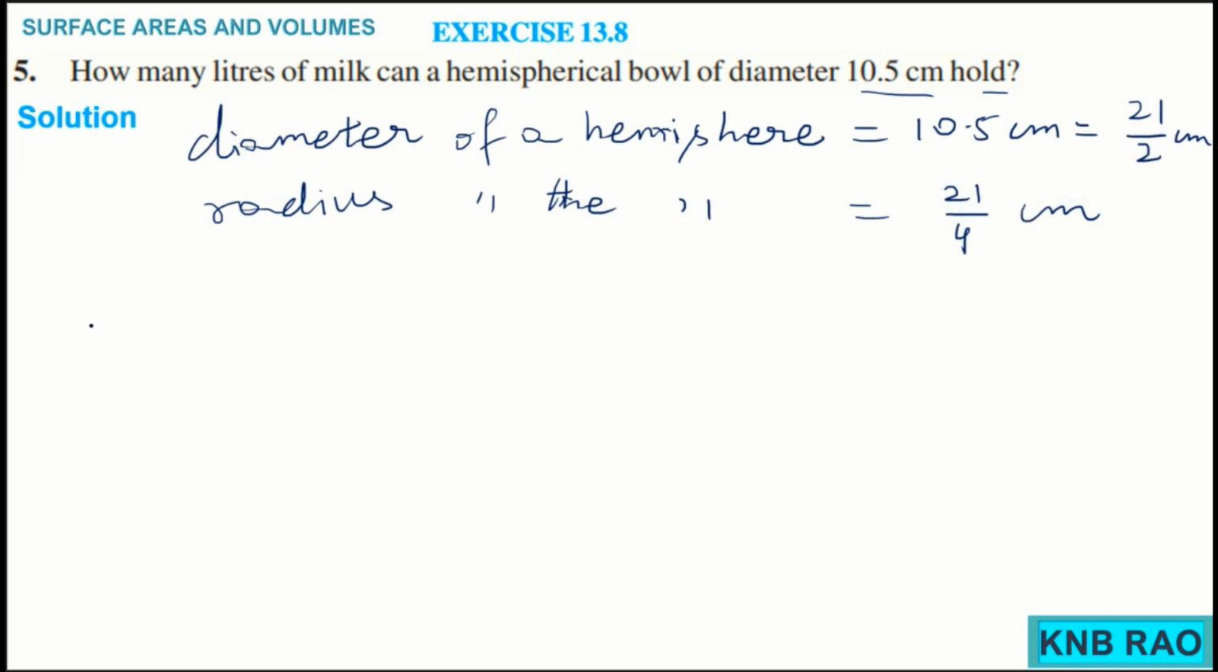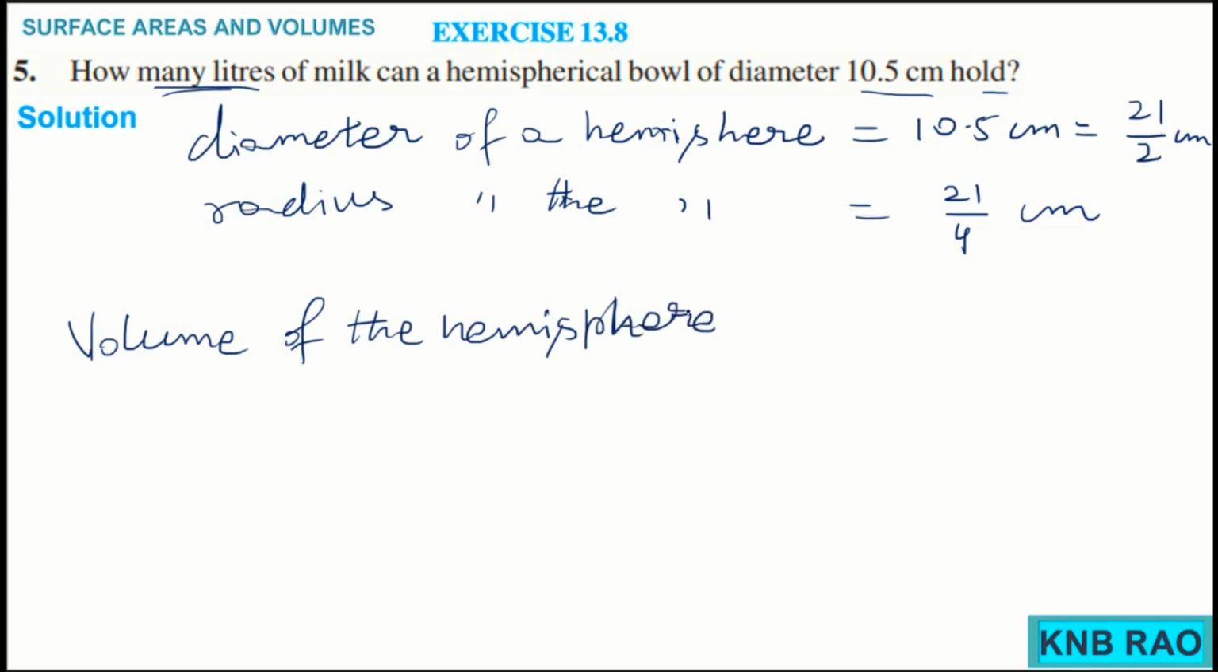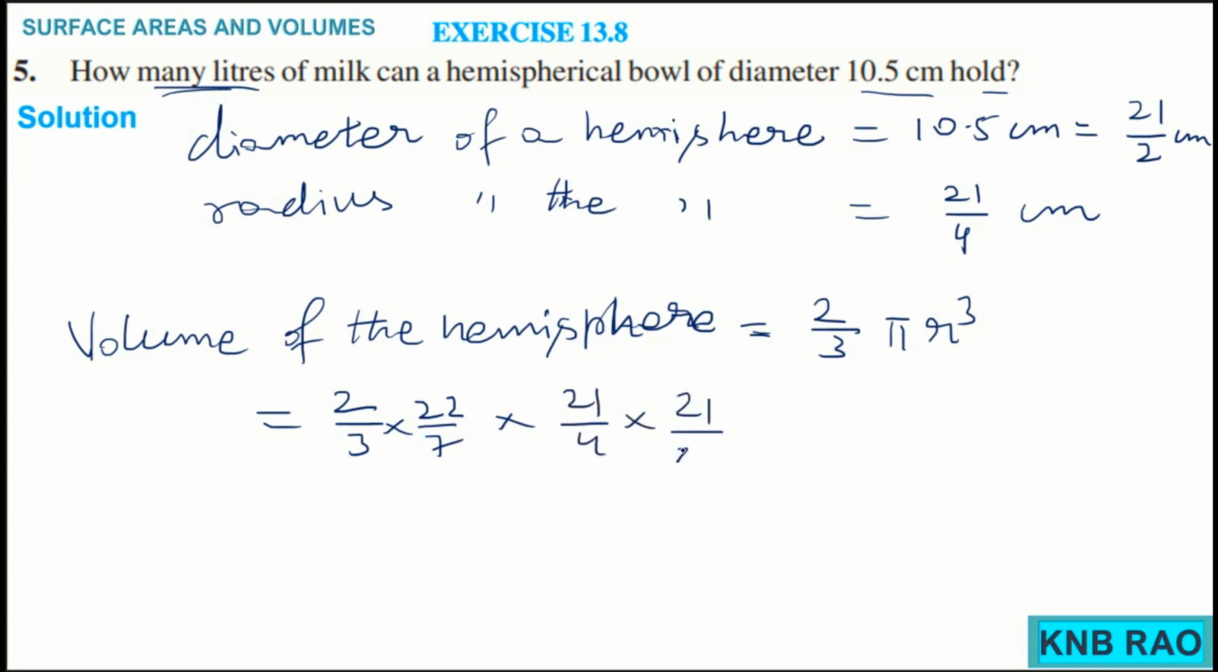Next, how many liters is just nothing but a capacity, and capacity is found through volume. So the volume of this hemisphere is to be found, which is half of the volume of a sphere. Half of 4/3 is 2/3 pi r cube. By substituting the value of r as 21/4 in this formula, we get 21/4 into 21/4 into 21/4 for the volume.